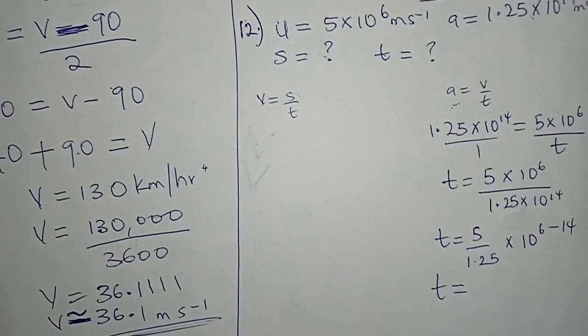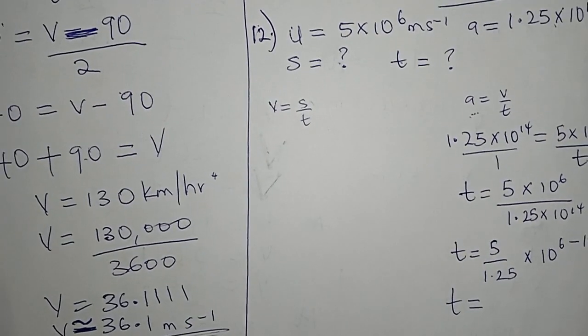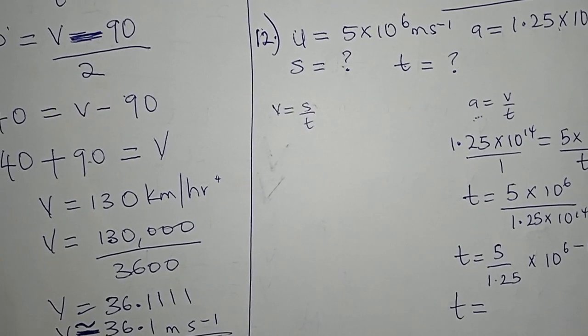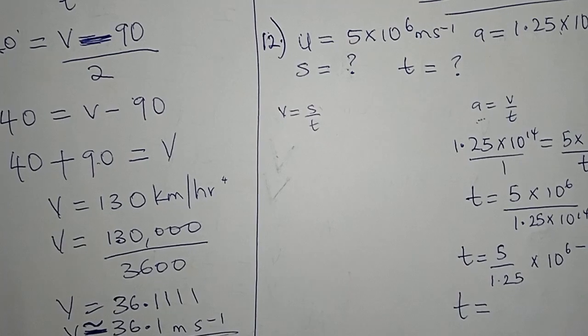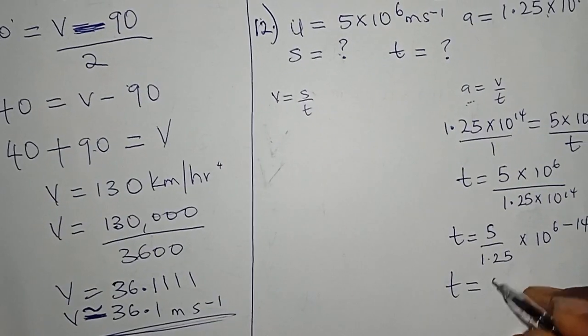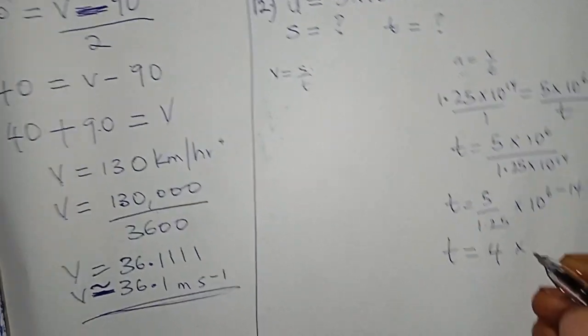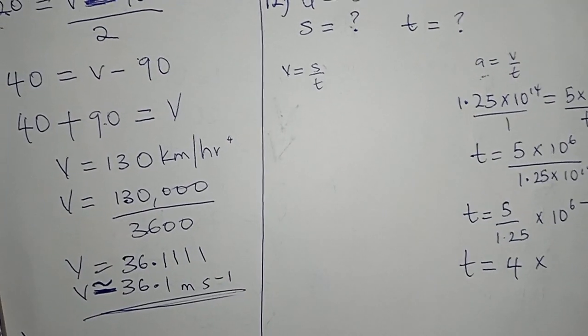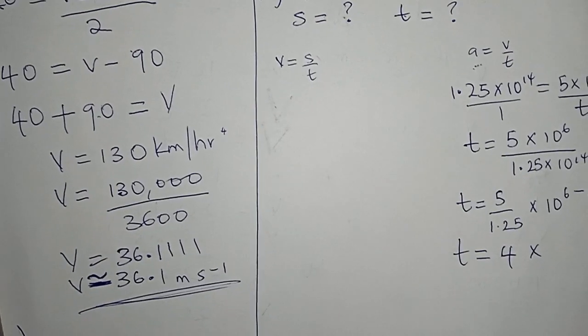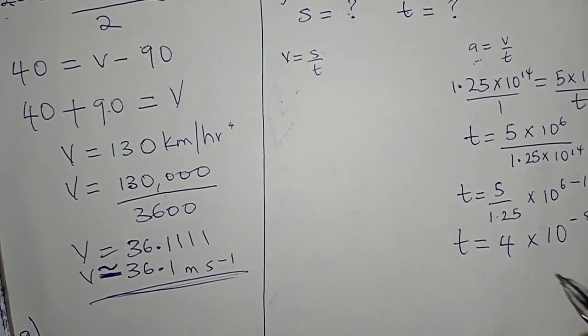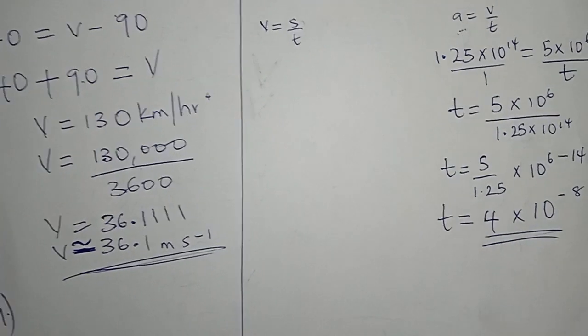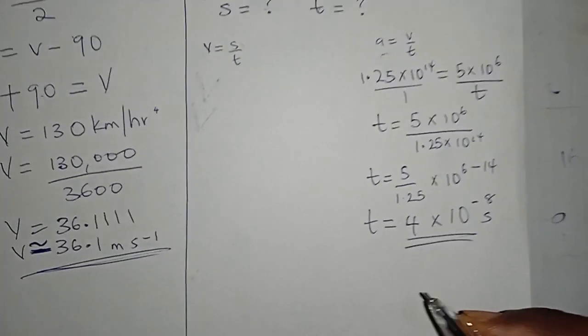T is equals to, let's do it, 5 divided by 1.25 equals to 4 times 10 raised to the power minus 8. This is my T in seconds.